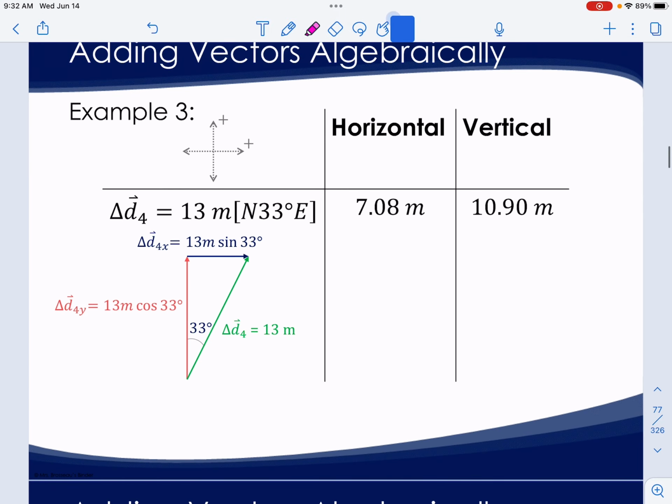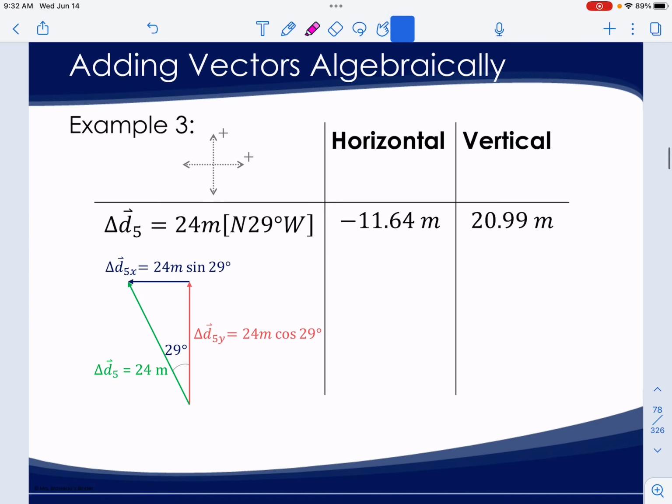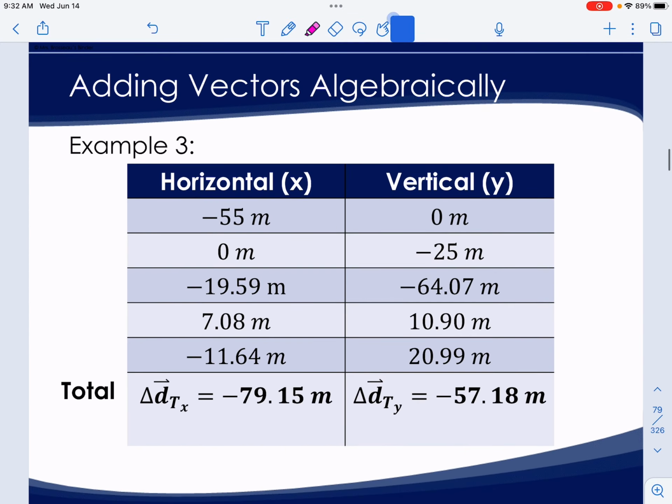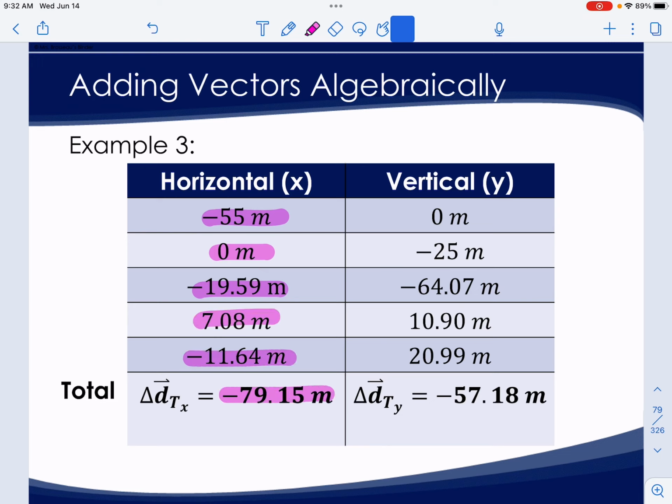The next one is, this is the resultant vector. And so here we have 13 meters sine 33 and 13 meters cosine 33. You plug that in. Now we're going east and north, which are positive, so we have 7.08 and 10.9. Here, this is the resultant vector, and here are the components. Now on this one, it's going negative in the horizontal direction, but positive in the vertical direction. Now you have all the components, and you add all those up to get negative 79.15 meters.